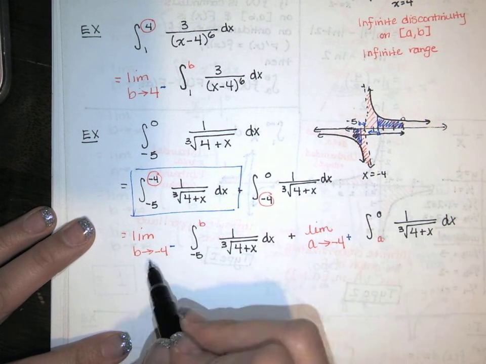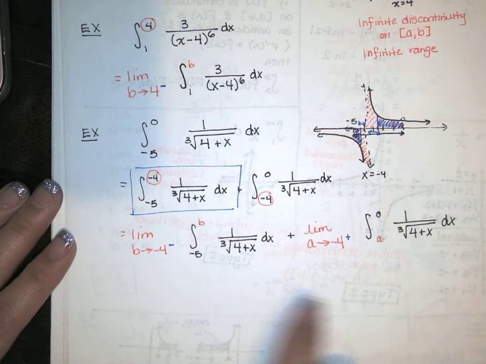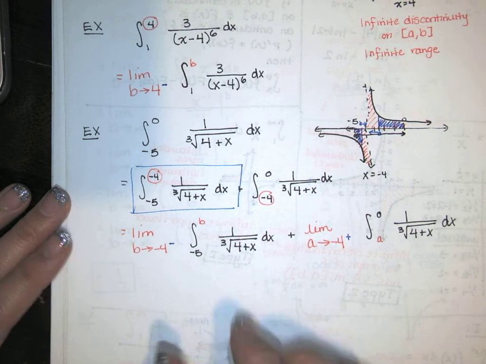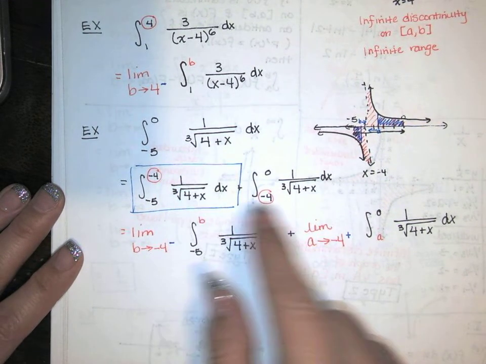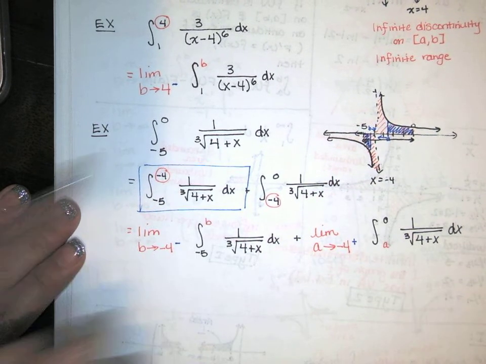We approach b from the left and we approach a from the right. And then you evaluate this integral and you evaluate this limit and this limit, and if both of those are finite, then the sum of those is that net area. It's this area minus this area, and that's what that converges to.